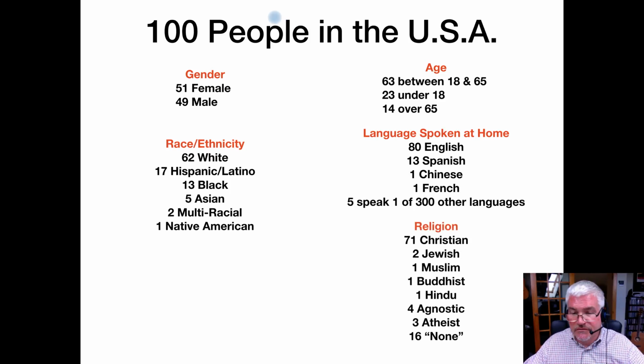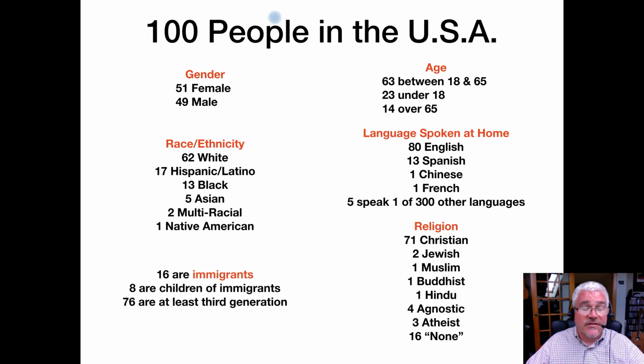In terms of religion, now we said the world is primarily non-Christian, wasn't it? Like 33 of the people in our world village would be Christian. Well, here in the United States, 71 would be, while 2 would be Jewish, 1 Muslim, 1 Buddhist, 1 Hindu, 4 agnostic, 3 atheists, and 16 just saying nothing, none. Agnostic and atheists are different. Agnostics are unsure about the existence of a supreme being. Atheists just don't believe there is one.